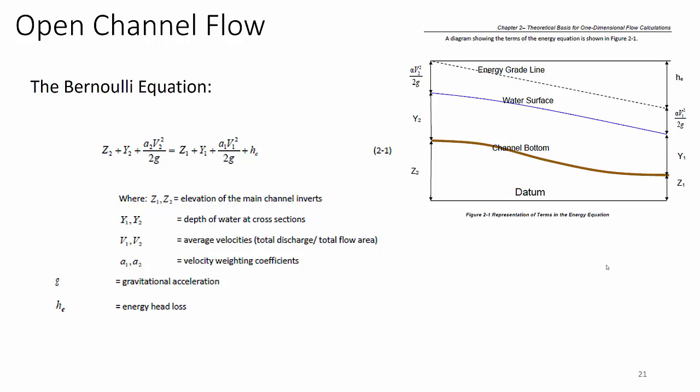Z1 and Z2 are elevations of the main channel inverts, and invert is the bottom. So the invert is the bottom of the channel here, Z2, and the bottom of the channel at Z1 downstream. Y1 and Y2 are depths at cross sections at these points. This would be A prime to A, B prime to B. V1 and V2 are average velocities. And then alpha is the velocity weighting coefficient. That's usually 1, by the way. Then there's gravitational acceleration, g, and energy head loss, H sub E, which is calculable. So we can know all these things. These are all knowable or extractable or measurable. It means we can understand the energy of a river.